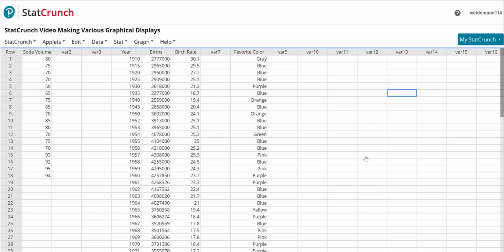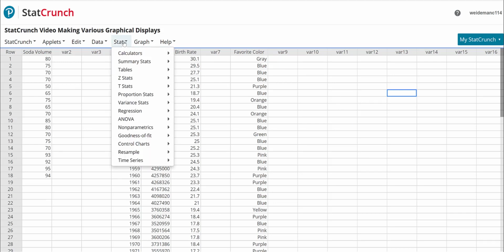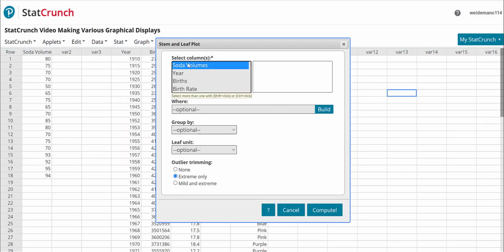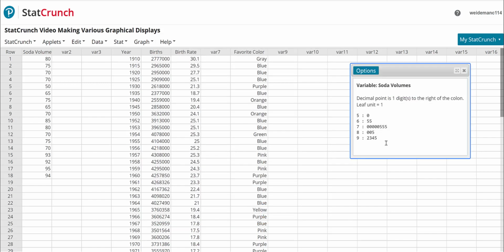In this video, we will use StatCrunch to make various graphical displays. The first one I'm going to do is a stem and leaf. I have soda volume data here, so I'm going to go to Graph, Stem and Leaf, and I'm going to pick the soda volumes. There's really not a lot of options here. I would not trim any outliers. The data set is very small, so I don't really want to take any values out.